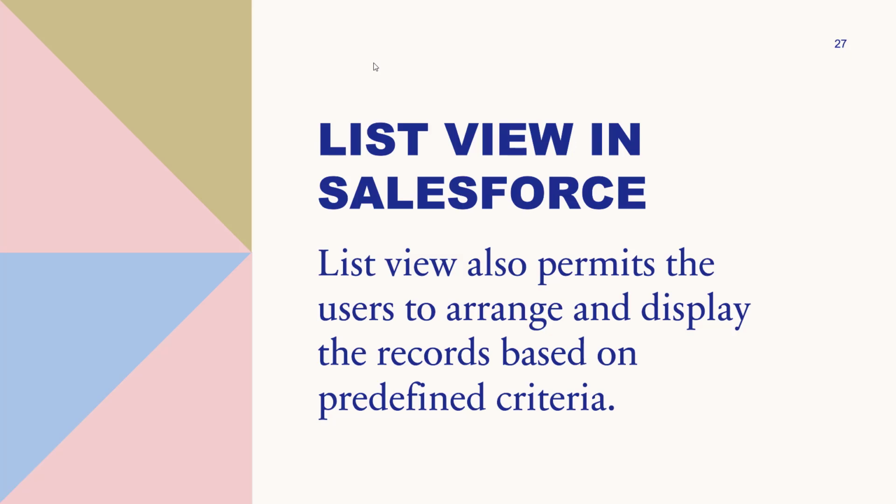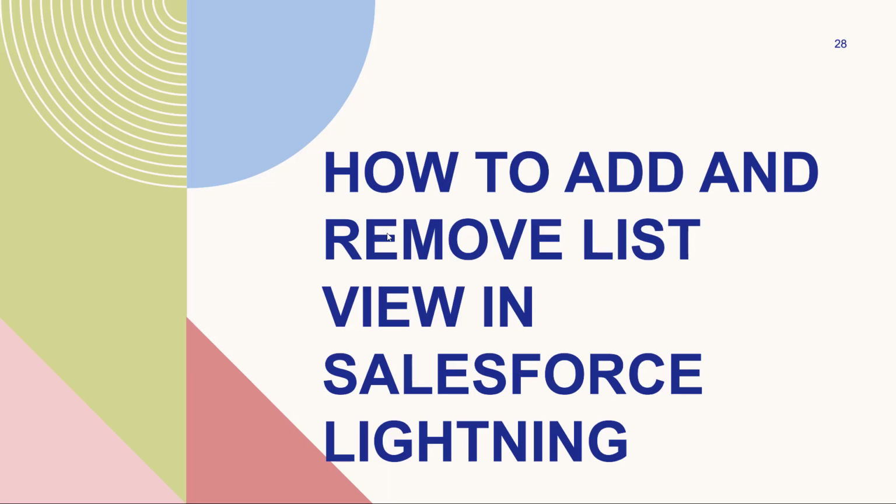The list view permits the user to filter the list of the records within an object like contacts, leads, accounts, or any of the custom objects we create. List view also permits the user to arrange and display the records based on predefined criteria. The existing list view can be edited and a new list view can be created to meet the organization requirement. Now, let's move ahead and discuss how to add and remove list view in Salesforce Lightning.